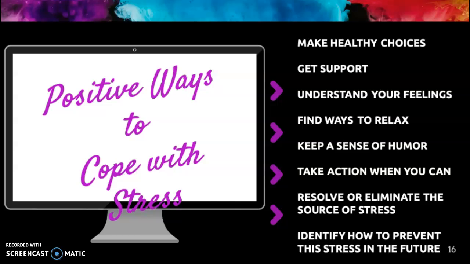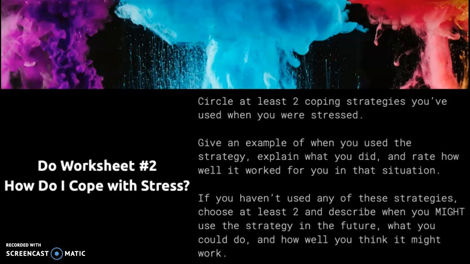For the second worksheet, the How Do I Cope with Stress worksheet, you're going to circle at least 2 coping strategies you've used when you were stressed. Give an example of when you used the strategy and explain what you did, and rate how well it worked for you in that situation. If you haven't used any of these strategies, choose at least 2 and describe which strategy you might use in the future. Okay, and then you're going to talk about how well you think it worked.